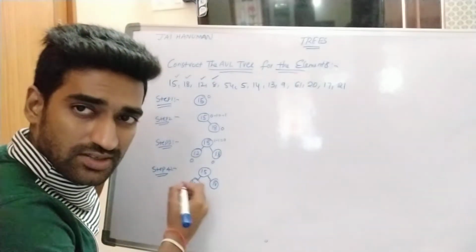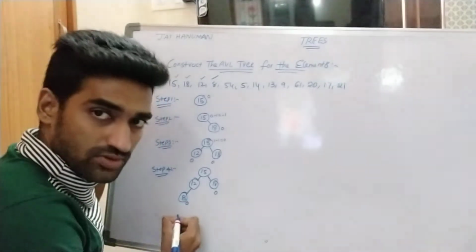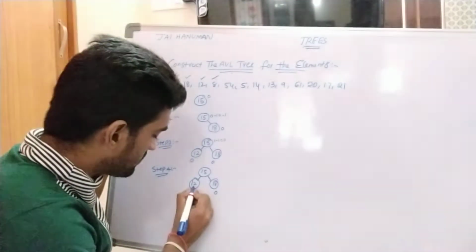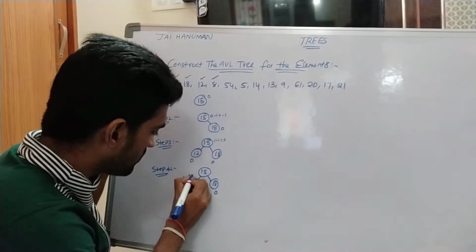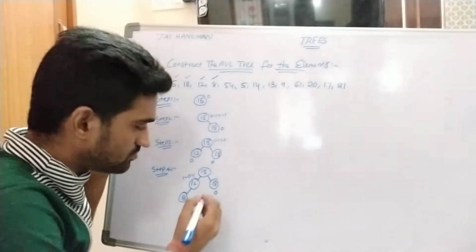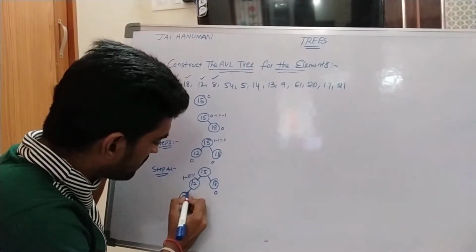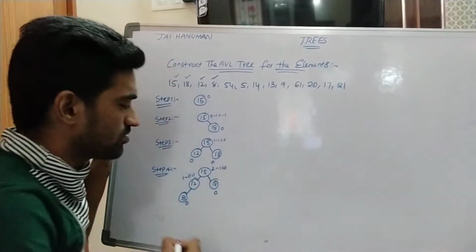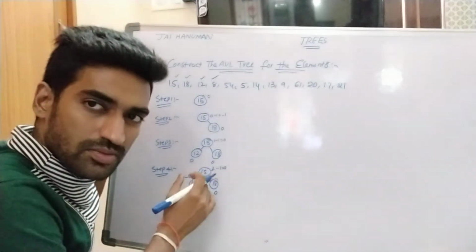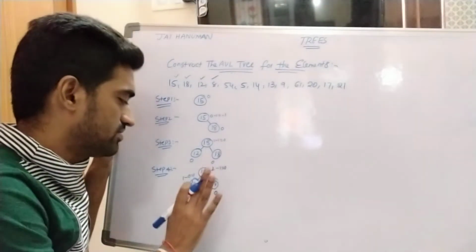Now check the balancing factor for each and every node, right? So 0, 0 for leaf nodes, right? For this one, height of left subtree 1 minus height of right subtree 0, which is equivalent to 1. For this, 0. For the root, height of left subtree 2 minus 1, which is equivalent to 0. So it satisfies the property of balancing factor as well as binary search tree. That's why this is an AVL tree.